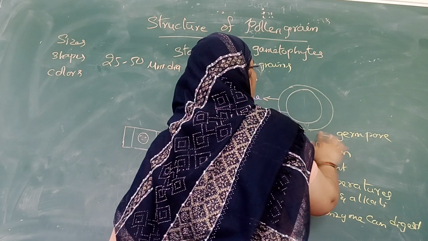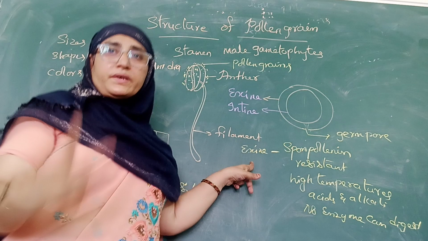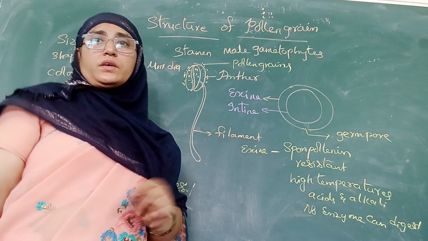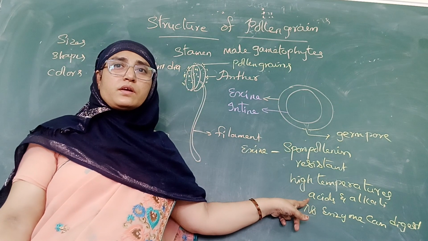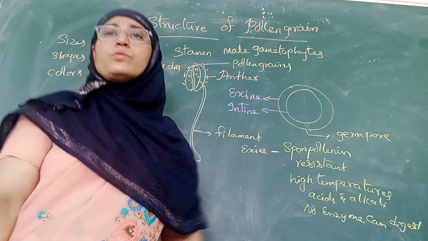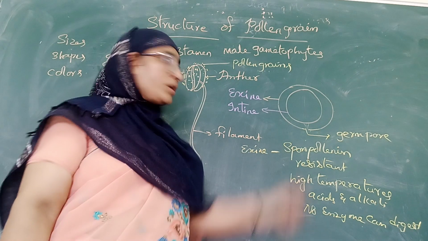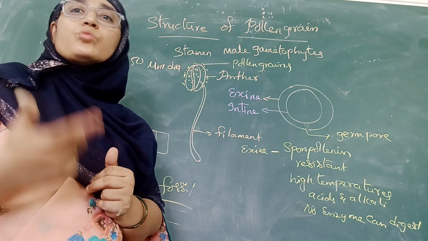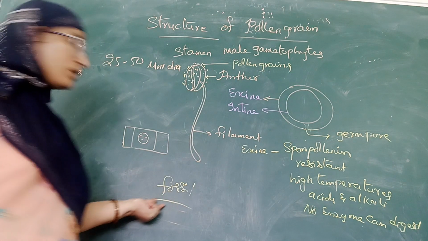So, what have you learned? The pollen grain is surrounded by two layers. The outermost layer is called the exine and it is made up of sporopollenin, an organic material which is highly resistant to high temperatures, acids and alkali, and also to enzymes. No enzyme so far has been found that can digest sporopollenin. Understood? Because of this sporopollenin, we are able to preserve pollen grains in the form of fossils.